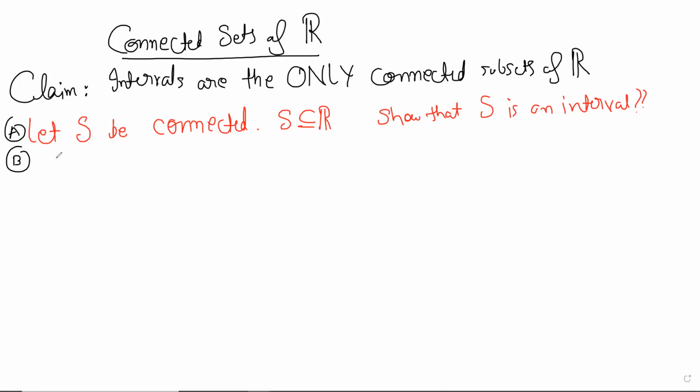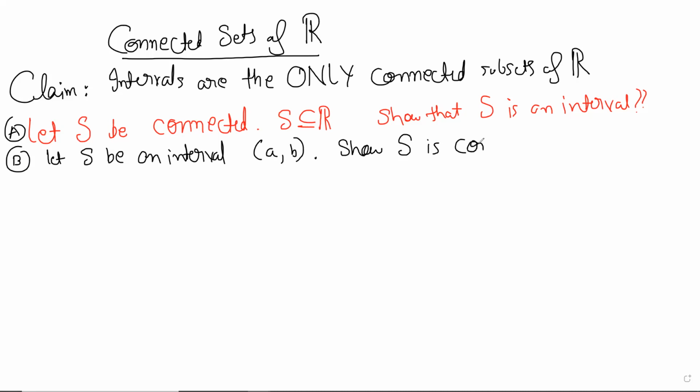So B, what we want to show is that, once again, these are very obvious results, but to prove them from the way the definitions are made is the challenge. Let S be an interval. Now you can take any interval, open, closed, whatever. I'll just take open (a, b). Show S is connected. Now that's what we want to do.